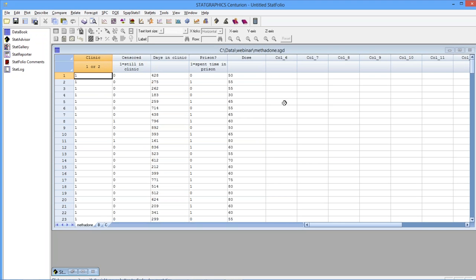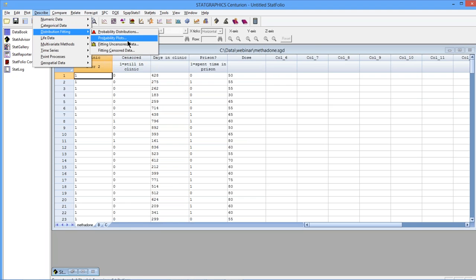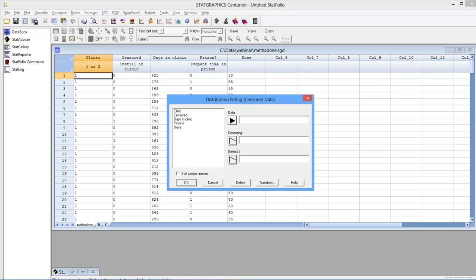Now, to start, let me just look at the days in the clinic. Let me go to describe, distribution, fitting censored data. I always like to start simple, so I'm going to start without any predictors. I'm going to look simply at the days in the clinic and use censored for my censoring indicator.